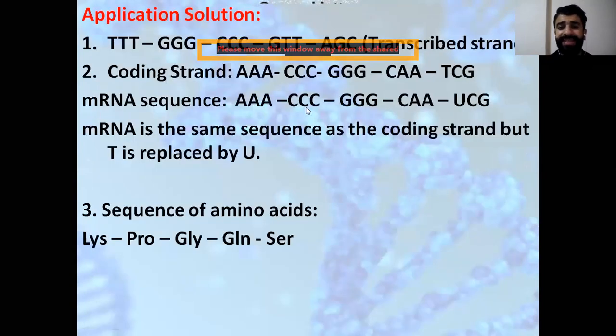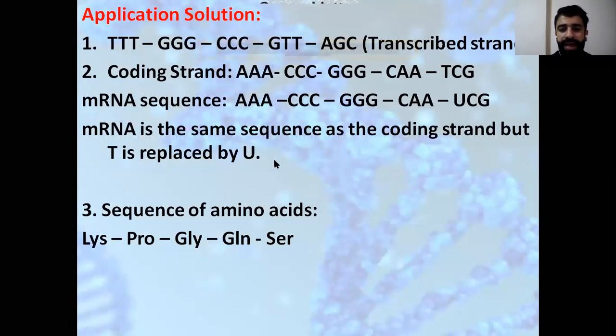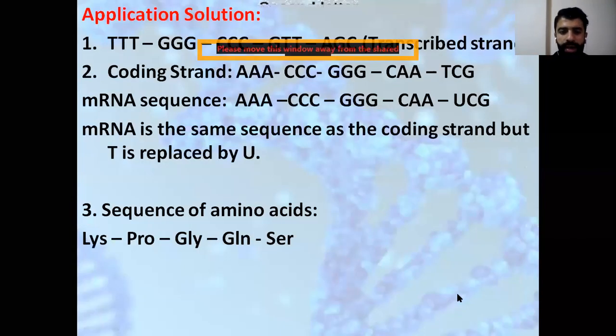Second one, it's CCC. C the first letter, C the second letter is proline, PRO. Third one, it's GGG. First letter G, second letter is G. So here is GLY.